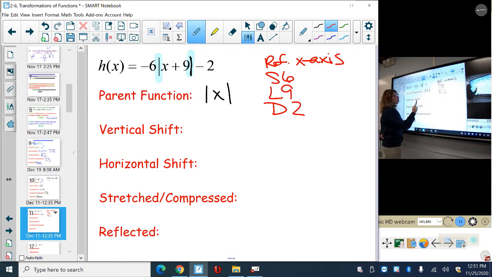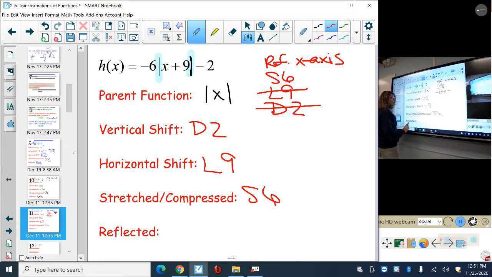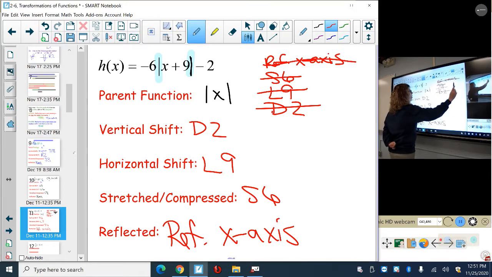So let's fill this in. What is my vertical shift? Vertical shift means I've gone down 2 units. Horizontal shift means I've gone left 9 units. Stretch or compress means I'm going to stretch 6. In my reflection, I put reflect over the x-axis. Okay? So I've used them all.